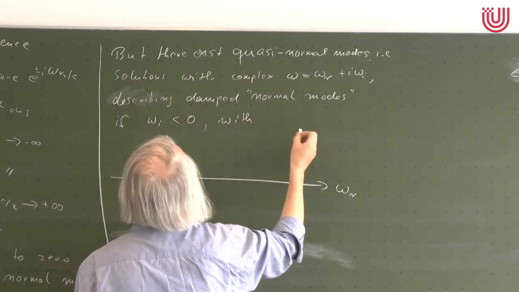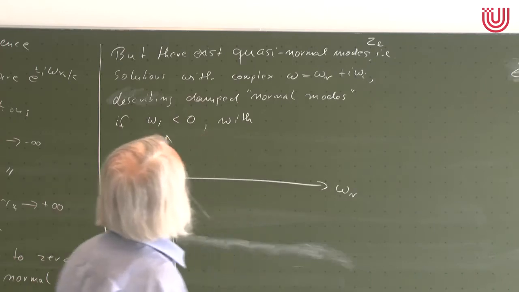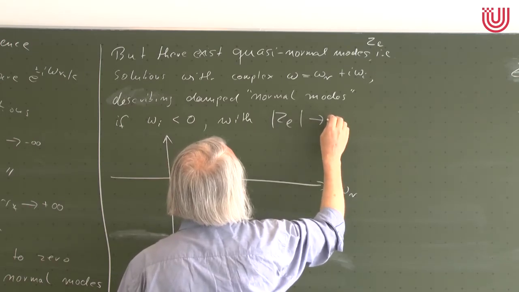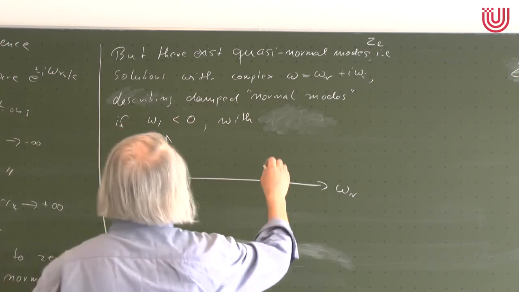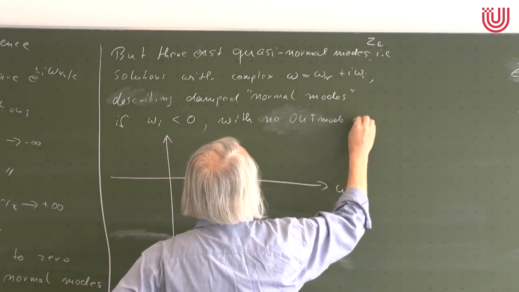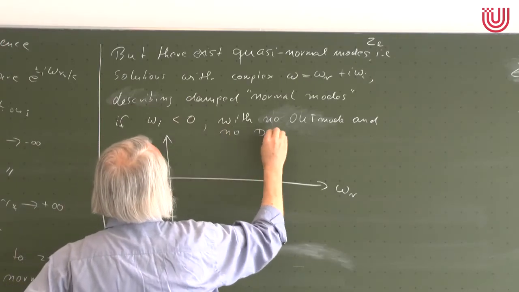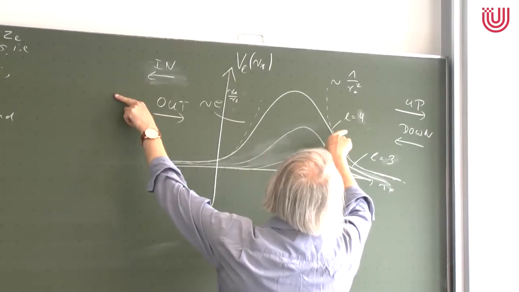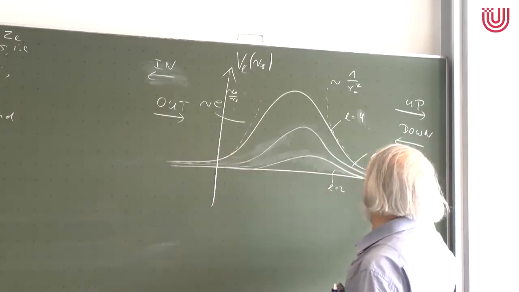So, let's give names to them, quasi-normal modes. These are ZLs, right? How should I write this? I should write this in terms of these basis vectors, with no in mode, no out mode, and no down mode. So the thing decays. Of course there will be something falling in, and there will be something going up, because the thing decays. But nothing should come in from either side. So the out mode should be 0 and the down mode should be 0.